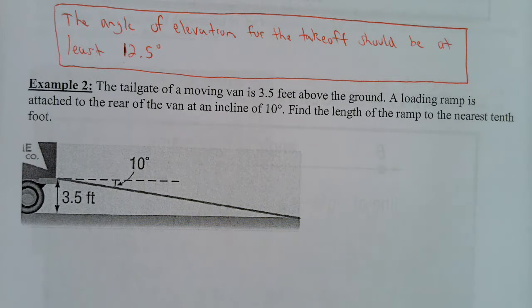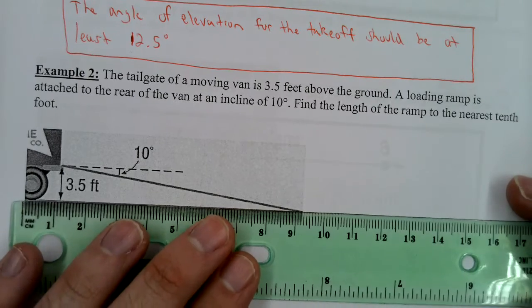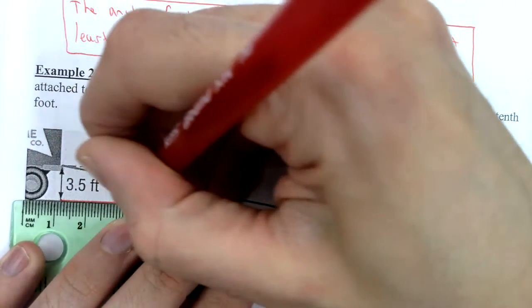So there's a couple ways you can go about this. I'm going to do it like this. There's a couple ways you could do it, but for my triangle, let me draw my triangle like this.